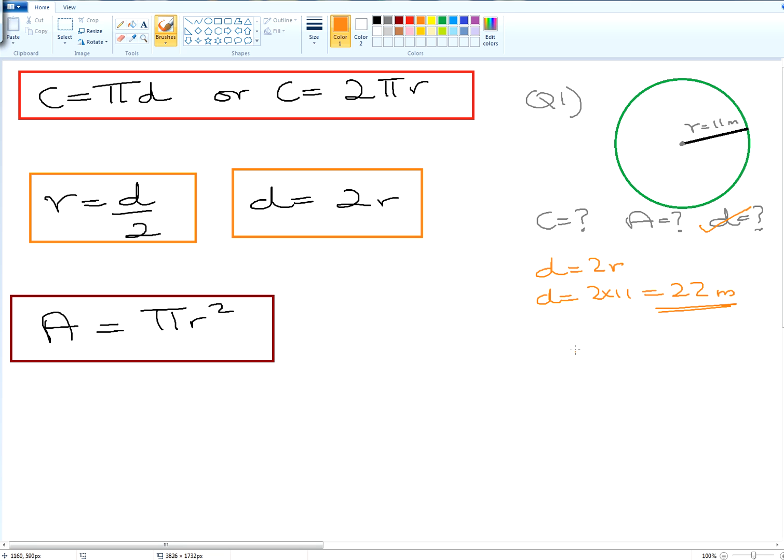Now you've got to work out the circumference. To work out the circumference, we use the formula for circumference. We've been given the radius, so we can use this formula here, or even that one, because we now also know the diameter. I'm going to use the second formula first. So the circumference is equal to 2.